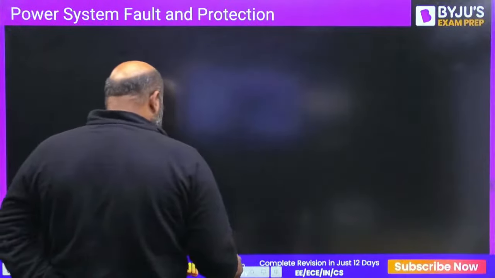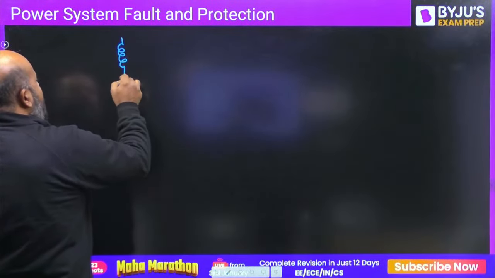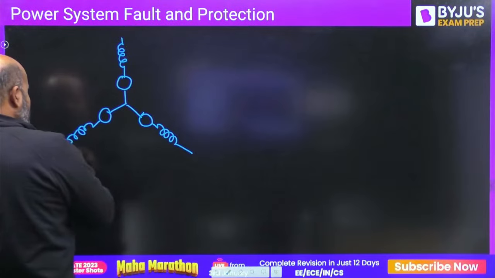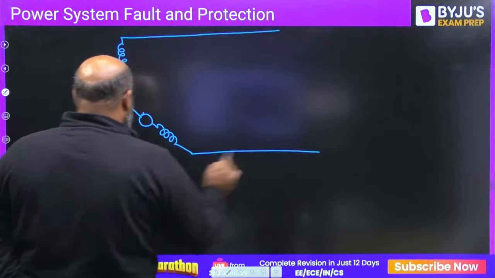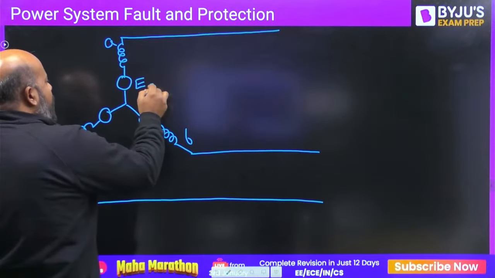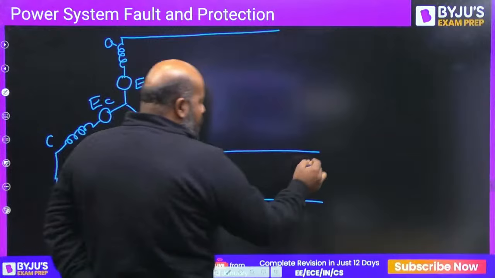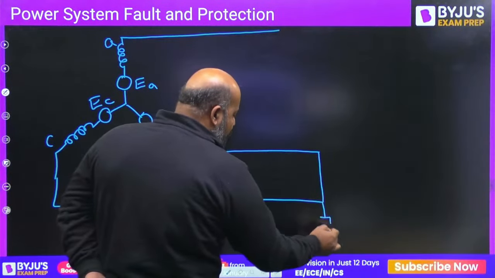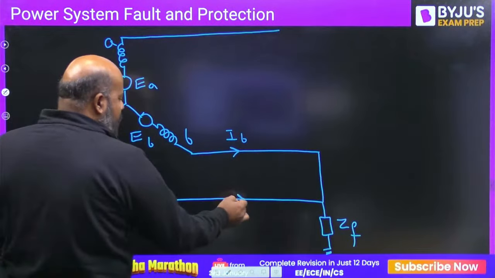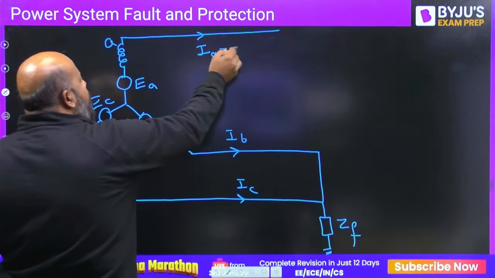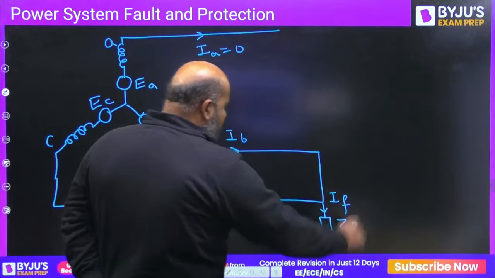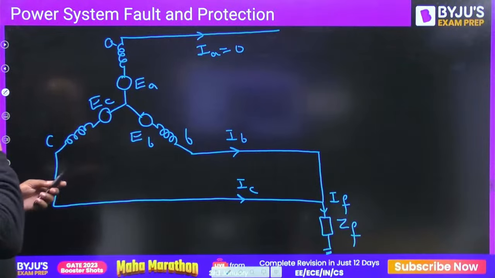The double line to ground fault is something like this. So, this is A, this is B, this is C, suppose this is EA, this is EB, this is EC, and this B and C suppose are short circuited and some fault impedance is there like this. This is the current in B phase, this is the current in C phase, and the A phase current we are assuming to be 0, suppose before the fault it is unloaded, and this is going to be your fault current. Is it clear?